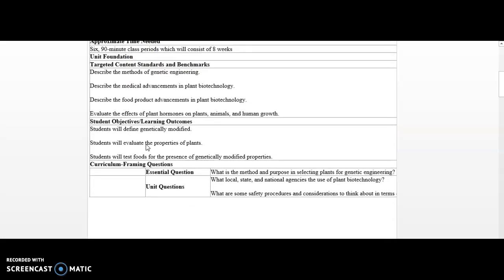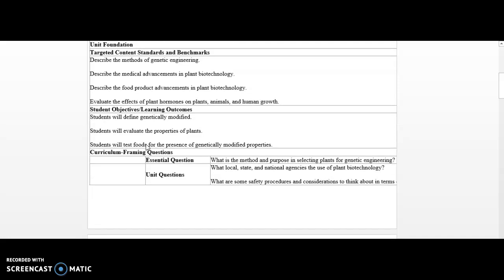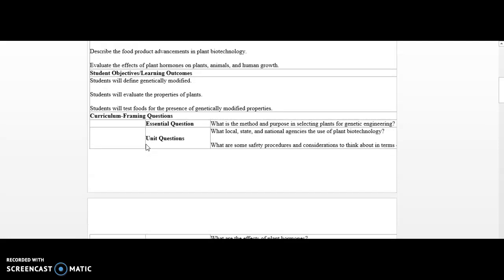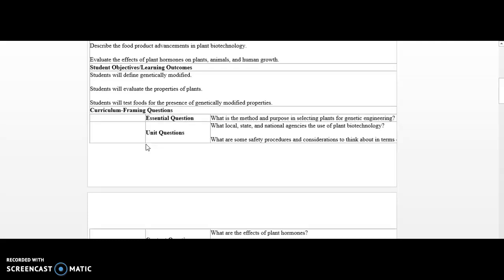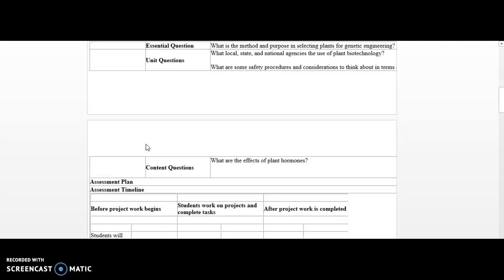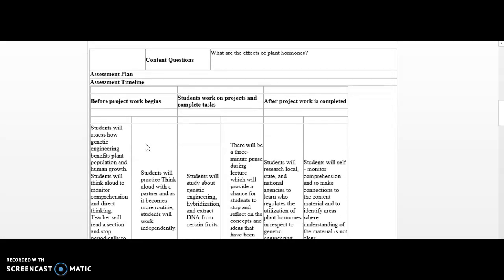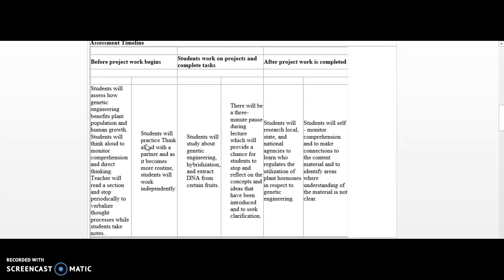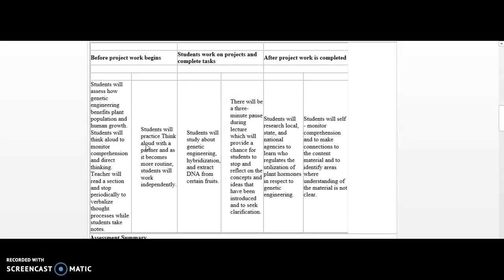So targeted content standards and benchmarks, of course, describe the methods of genetic engineering, medical advancements, and food product advancements. Evaluate the effects of how plant hormones affect human growth. You have your essential unit questions. The assessment timeline in terms of before project work, while students are working, and after the work is completed.